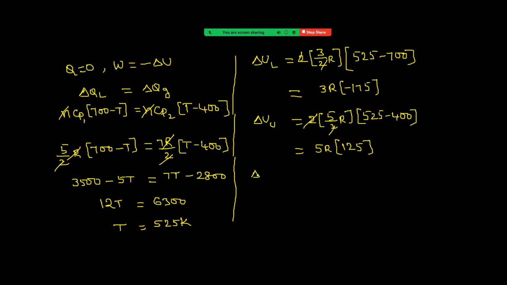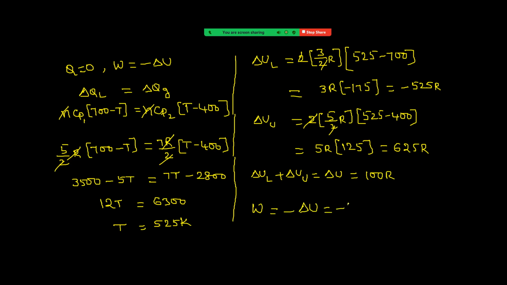Right. Now focus: delta U L plus delta U for the upper one, that is now delta U. So this value, how much? 125 times 5, 625, 625 R. And this is now 3 times 175, 525, it is minus 525 R. So the net value is 625 minus 525, net is 100 R. Now work done is equal to minus delta U, that is minus 100 R. That is the answer.